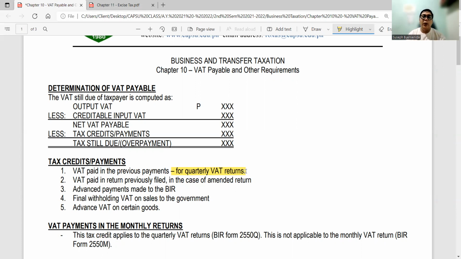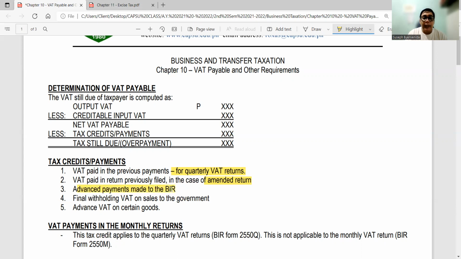Because when we compute for the quarterly VAT returns, we add all the sales, all the output, and all the input, or the purchases or the expenses. Then we deduct our first two months that we paid. So in a general sense, the quarterly VAT is just like the third month payment. But we need to accumulate that because the tax credit should only be used in a quarterly VAT return. All right, so VAT paid in return previously filed; in the case of an amended return, if you amended something that was short or excess, it also should be reflected in our filing.